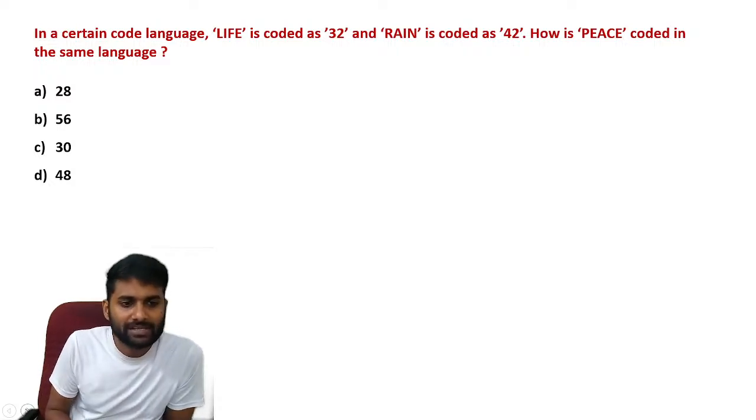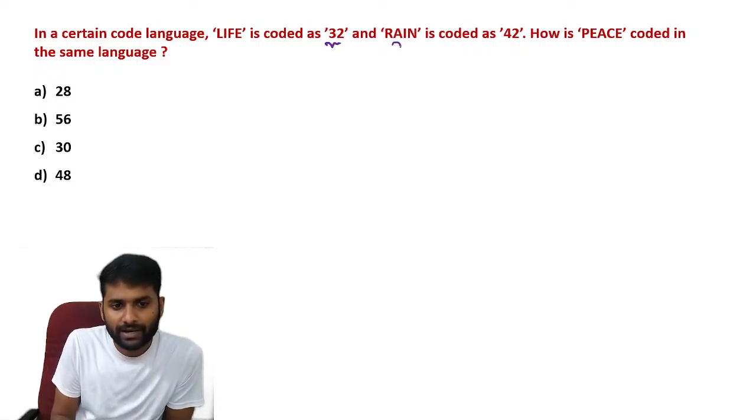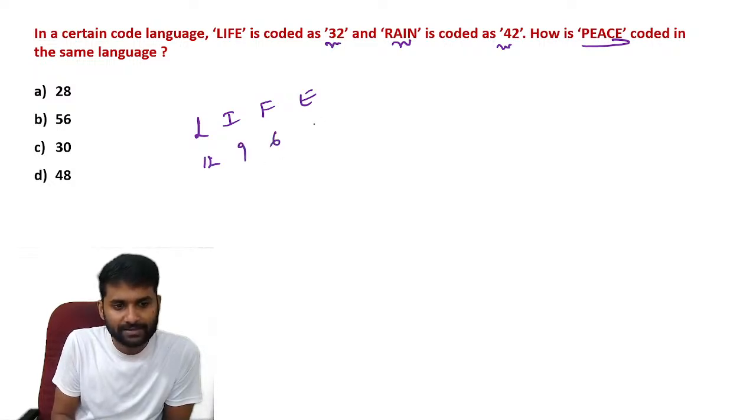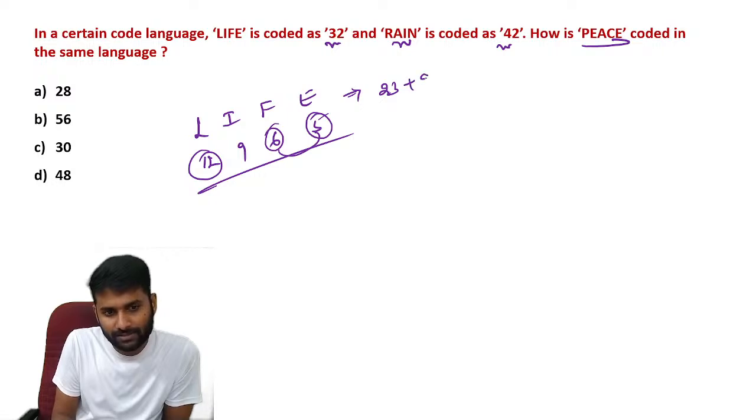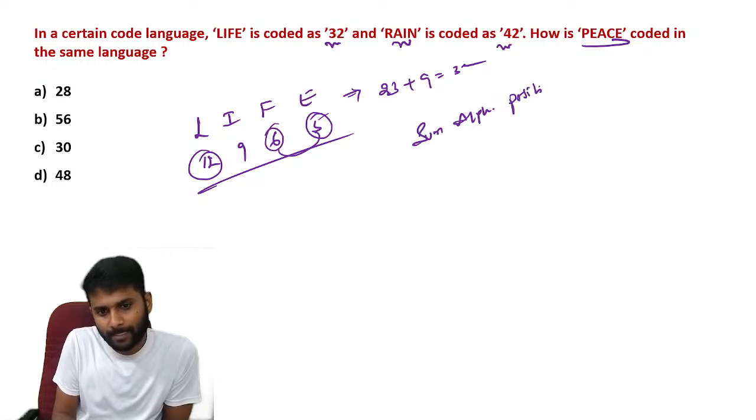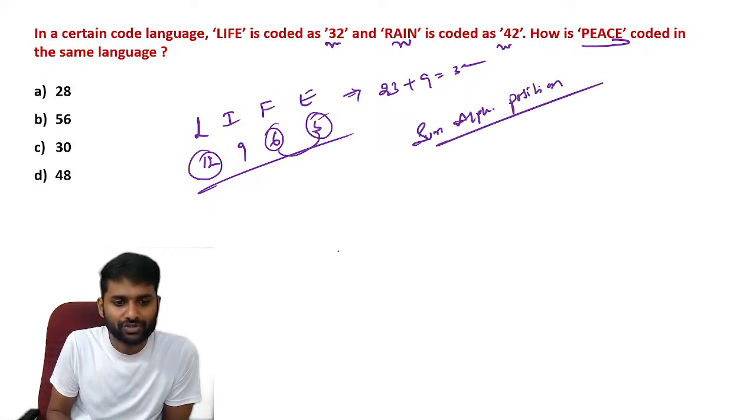In a certain code language, life is coded as 32, rain is coded as 42. How is peace coded in the same language? Life: verify the logic here. 12th letter, 9th letter, 6th letter, 5th letter. Go through the sum: 12 plus 6 plus 5 is equal to 23. 23 plus 9 is 32. Yes, you will get the logic here. Sum of alphabetical position.